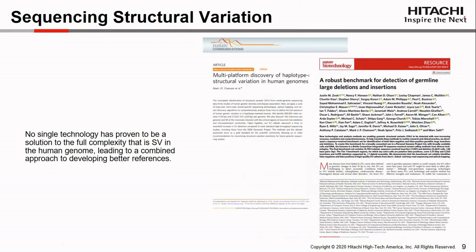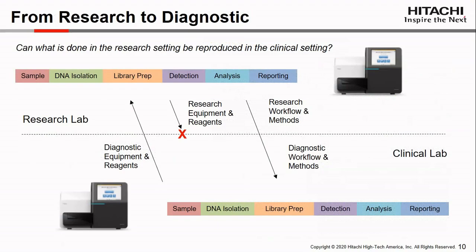The takeaway here is that no single technology has proven to be a solution to the full complexity that structural variation in the human genome presents. This has led the research community to combine platforms to develop better references and improve SV detection. This lack of a single technology poses a fundamental problem when moving an assay into the clinic.